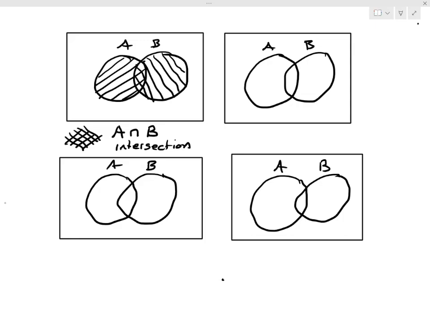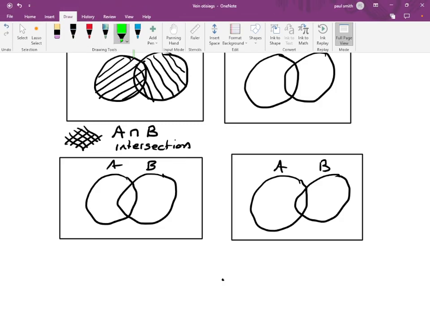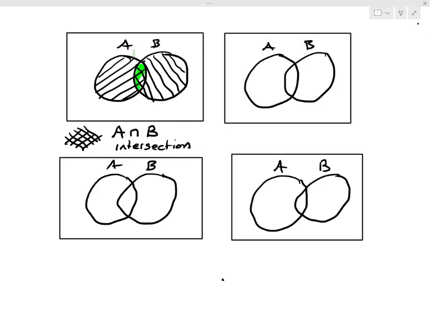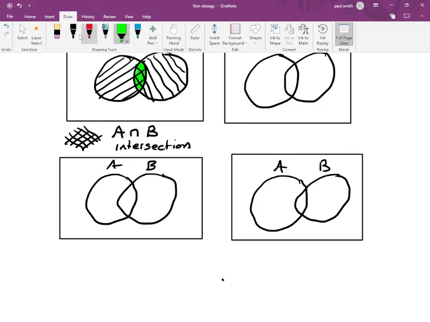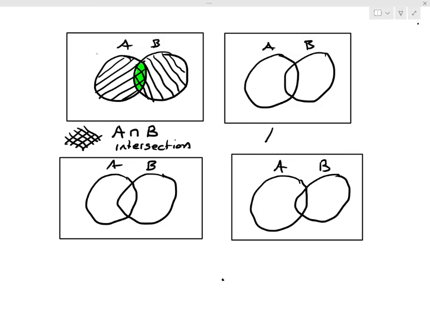And where we get this crosshair pattern, that is the area that we're after. So it's this little bit here. And there is another. It's this.